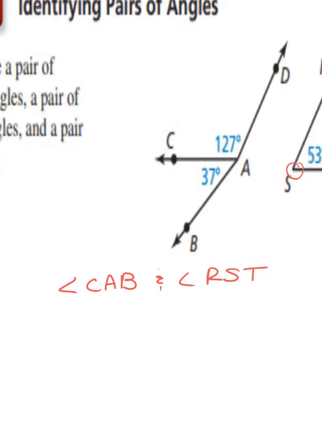So the 2 of them are complements, because you can take 37 and add it to 53 and get 90. So again, don't mess up on the test with that vertex. The vertex has to be in the middle when you name it. Name two angles that are supplementary. CAD and RST. Angle CAD and angle RST.